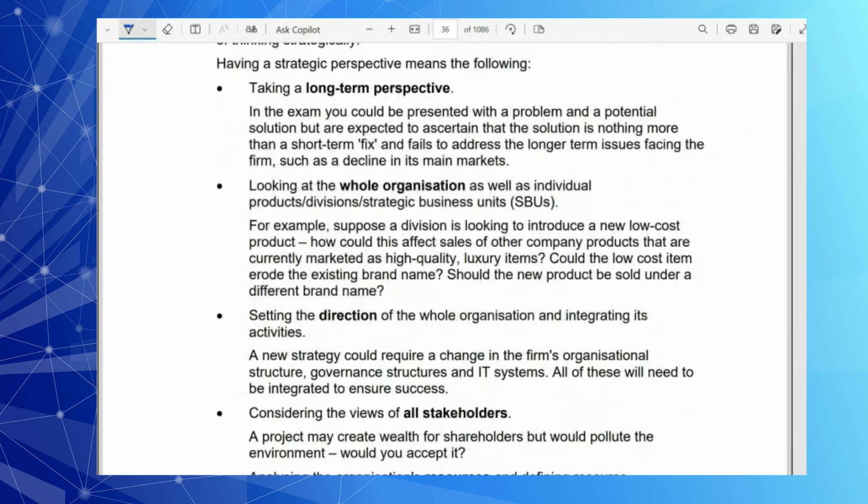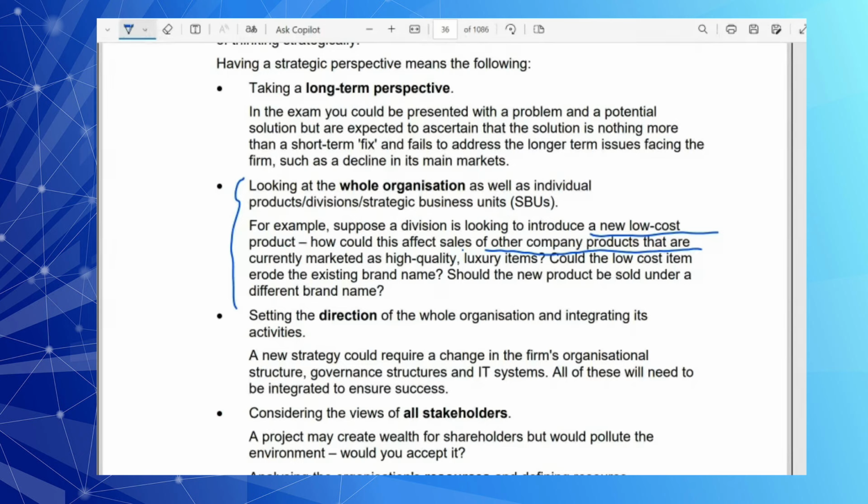So this is also a key point and success point for you. When you are in the company, you have to take ownership of the responsibility, whatever duties and responsibilities, according to your job description, and you have to be very active in this area, like looking to introduce a new low cost product. If you have an assignment, how could it affect the sale of the other company's products that are currently marketed as a high quality luxury item? So this is very important.